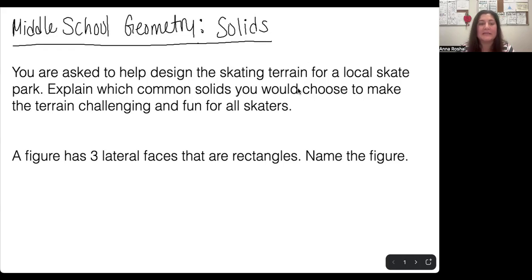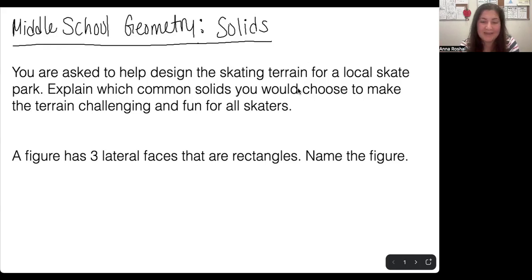My name is Hannah Rochelle, and today we are going to talk about some middle school geometry. The first thing that we're going to talk about are solids. These are some questions that a student sent in to get some help on things that they missed in class.